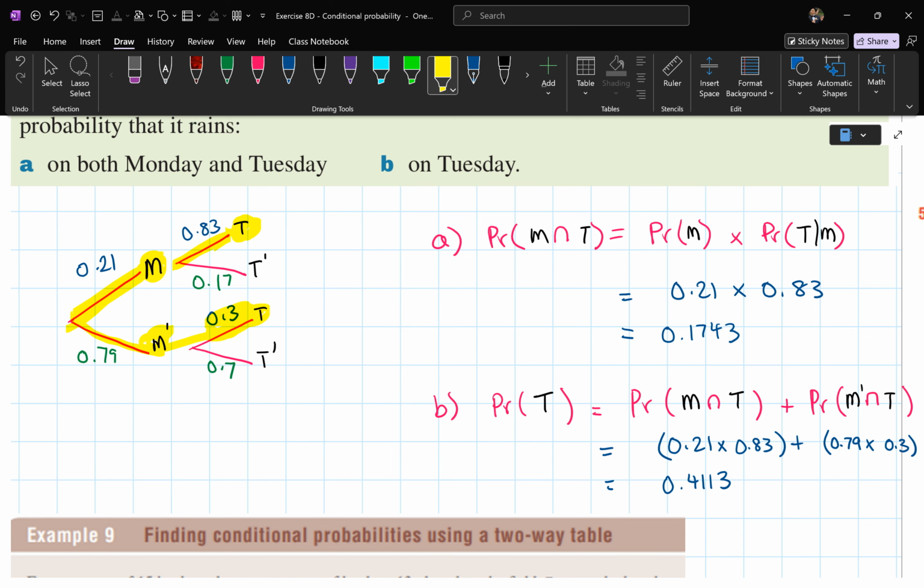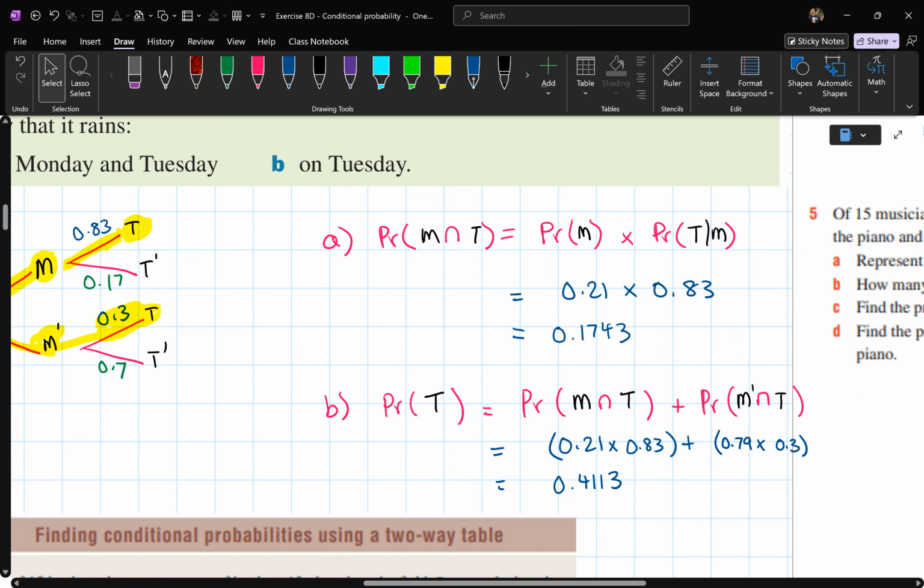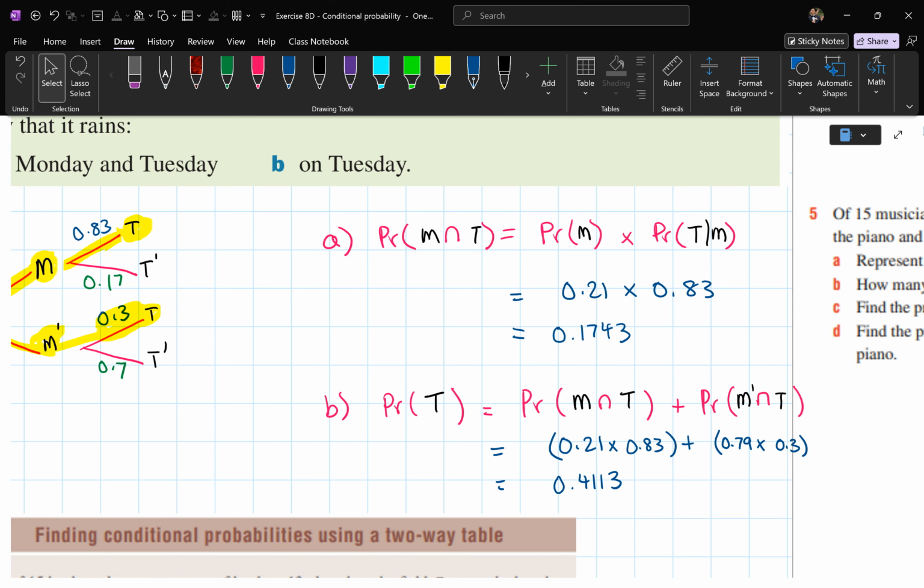That's what I'm doing here. I'm saying that's Monday raining, Tuesday raining. That's how Tuesday would rain. Or, so the plus, it could have not rained on Monday but did rain on Tuesday. That was 0.79 times 0.3, or 30% of the 79%. Adding these two scenarios together gives me the total chance of it raining on Tuesday, which in this case should be 41%-ish, based on that scenario.